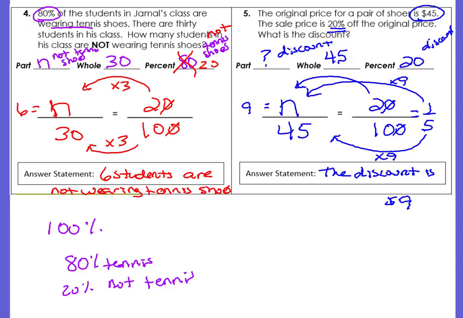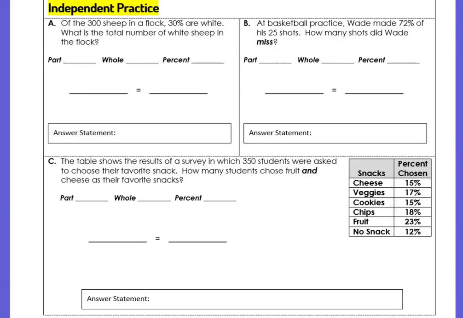And that's all there is to it. We're solving the proportions the same way we did regular proportions. The only thing that's special is that it is a percent proportion. So you're going to have the percent always out of 100. And now you're ready for your independent practice problems.